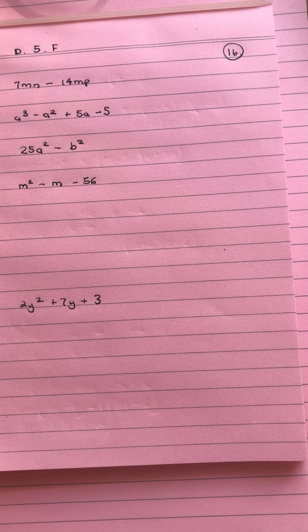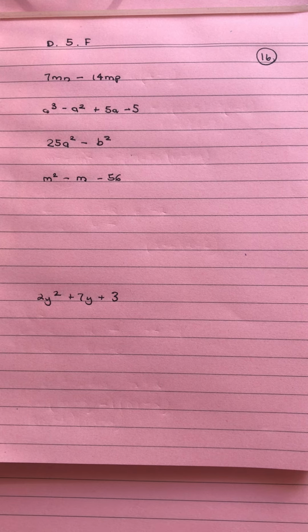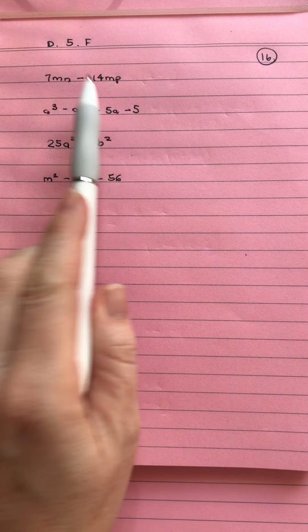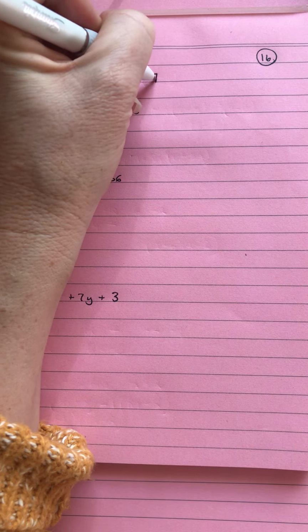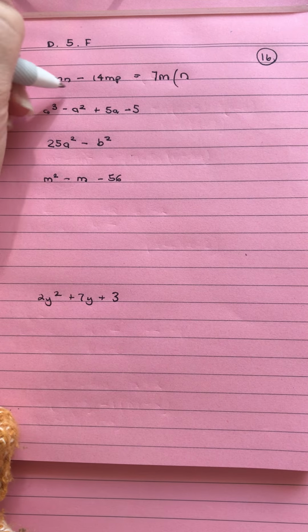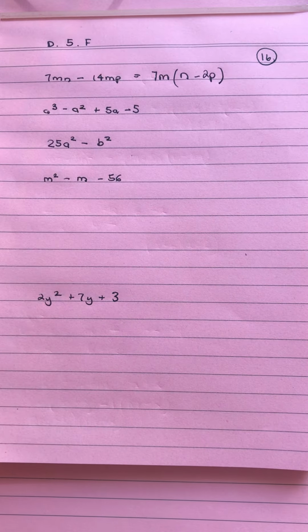Okay, day 16 of our daily 5 factorising. So looking at our first one, we're looking for a common factor. We can see that those two have a common factor of 7m. So we can write 7m outside of the brackets. Inside the bracket, we will get n for that first term, and here we'll get minus 2p.